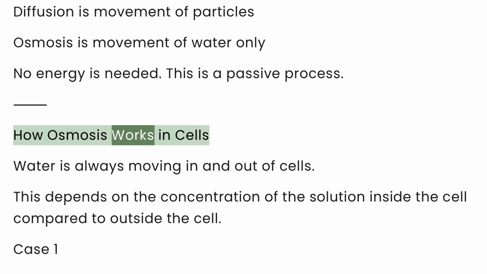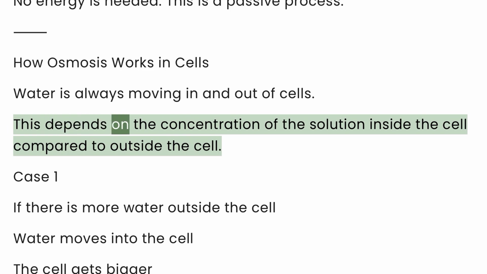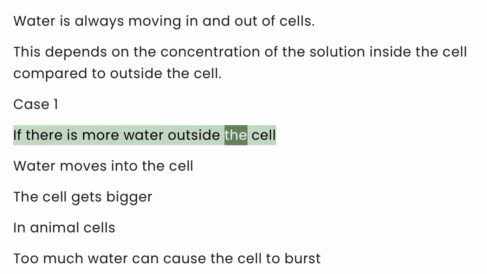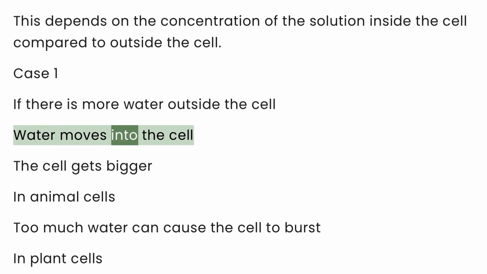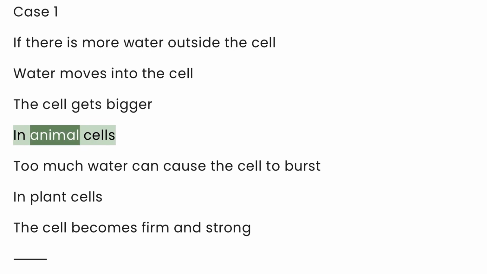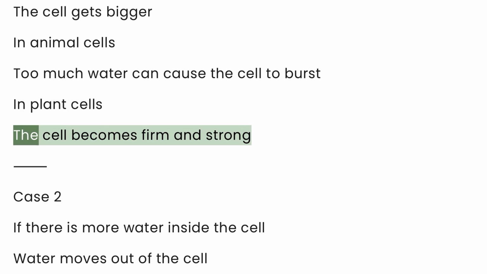How osmosis works in cells. Water is always moving in and out of cells. This depends on the concentration of the solution inside the cell compared to outside the cell. Case 1. If there is more water outside the cell, water moves into the cell. The cell gets bigger. In animal cells, too much water can cause the cell to burst. In plant cells, the cell becomes firm and strong.